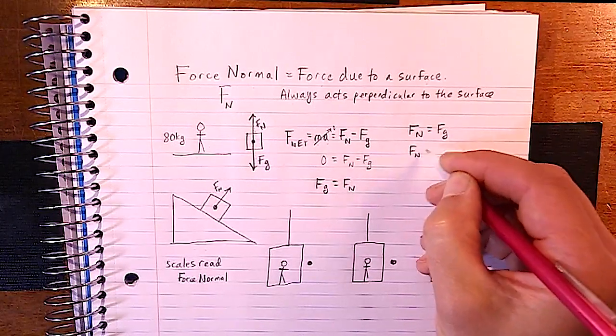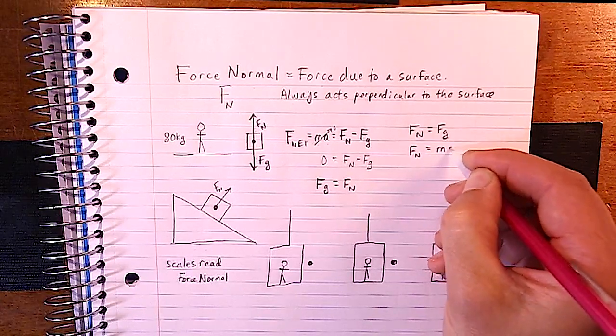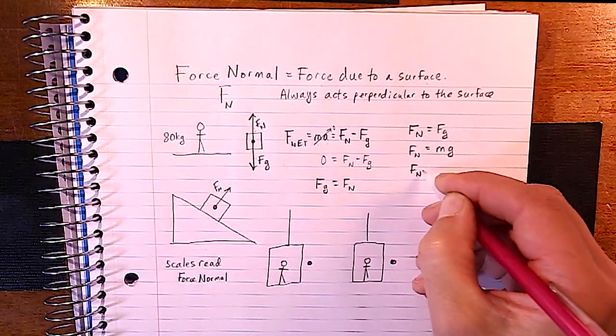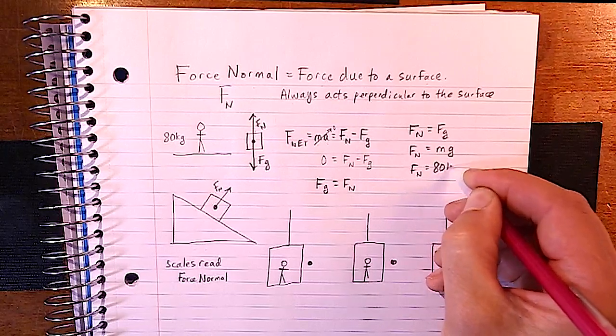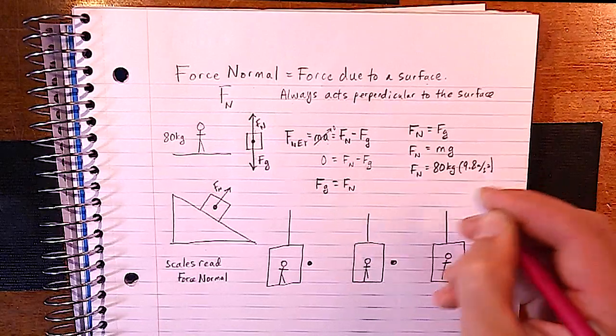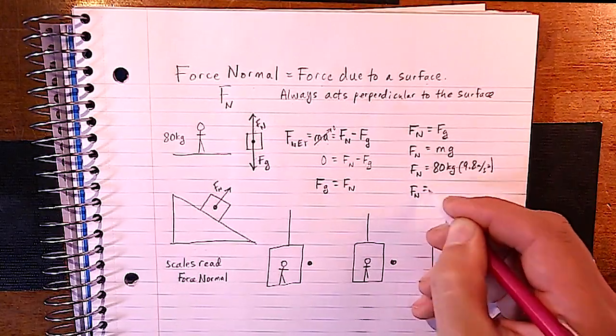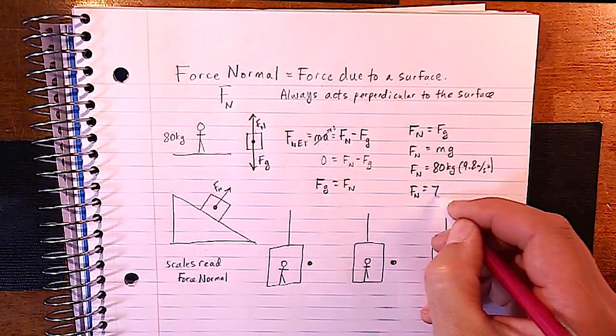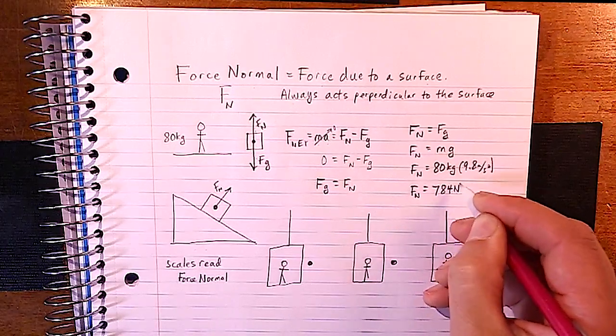So let's just replace Fg with mg, and Fn is going to be equal to 80 kilograms times 9.8 meters per second squared. Fn, therefore, is going to be 784 newtons.